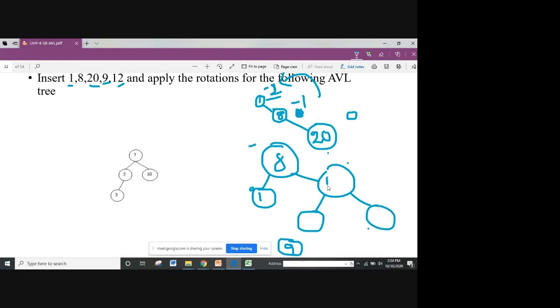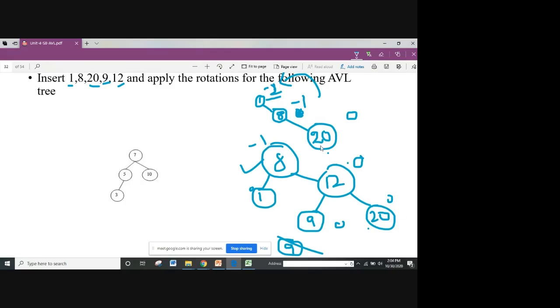So here 12, right? And this side 20, and this side 9. So this will be erased. Now calculate the balance factor. 1, 2, so minus 1. Now for this it is 1, 0, 0, 0, 0. Now it is right, no? Balanced. Okay, so this is how you have to do.